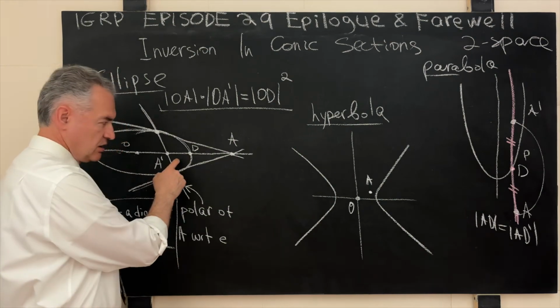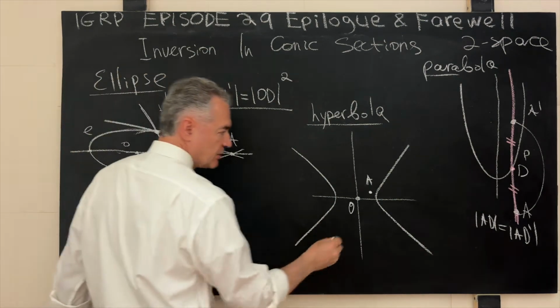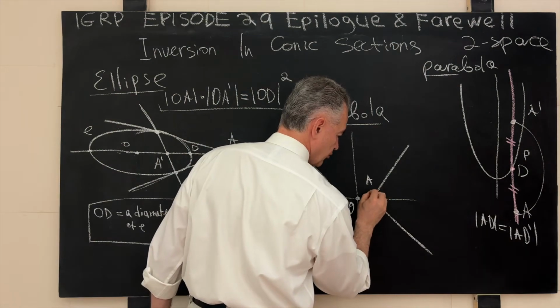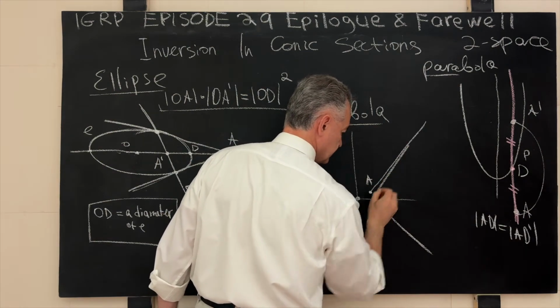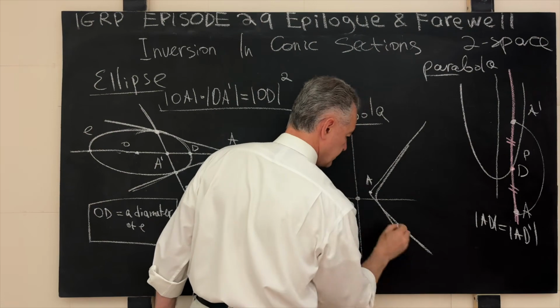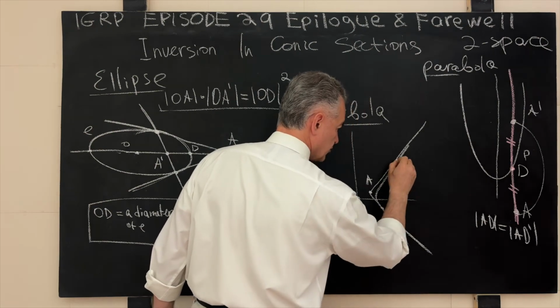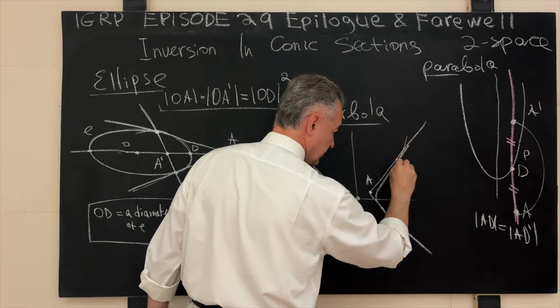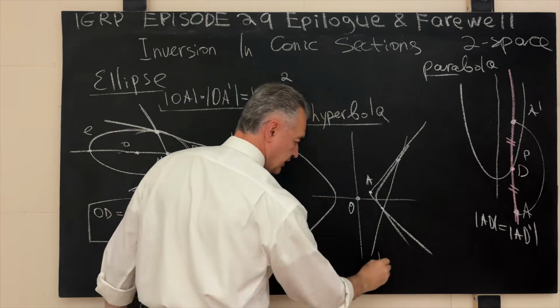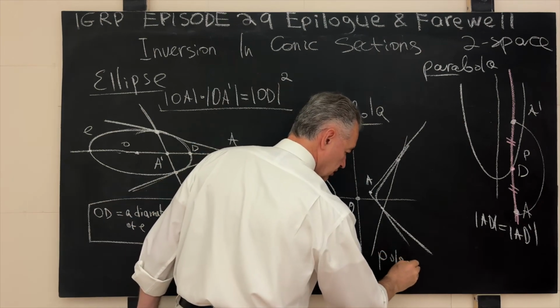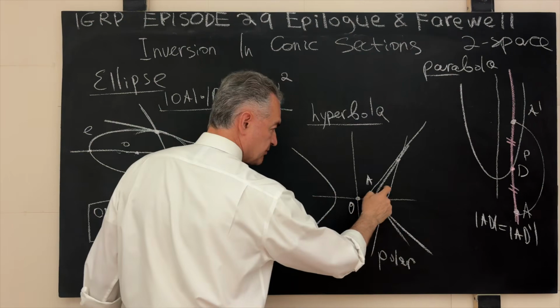What will we do? Same thing we did with the ellipse. Through this point, we will construct 2 tangents, let's say this way and let's say this way. These 2 tangents will define a unique straight line. That straight line will be called again the polar of the point A with respect to this hyperbola.